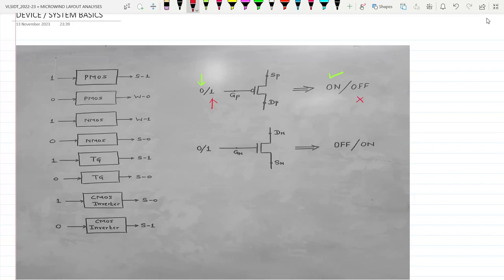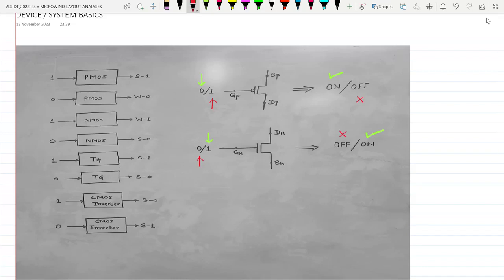On the other hand, NMOS is an active high device, which means when I apply a logic 1 at the gate of NMOS, it will turn on. That means if I apply a logic 1 to the gate of NMOS, NMOS turns on. On the other hand, if I apply a logic 0 at the gate, the device will turn off.